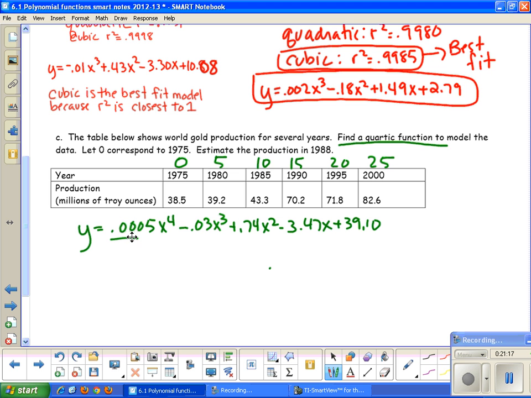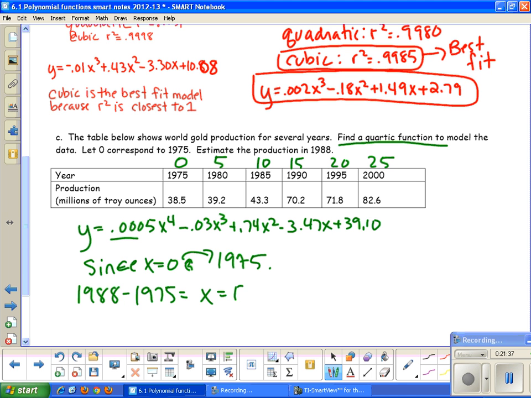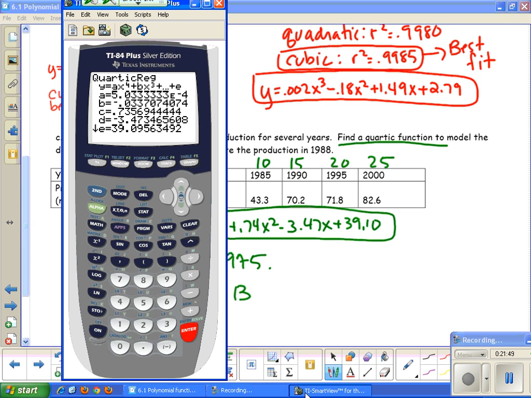And we want to estimate the production in 1988. So since x equals 0 corresponds to 1975, if I want to find 1988, I would do 1988 minus 1975, which gives me an x value of 13. So I can plug 13 into this equation here, which is going to give me some rounding error since I rounded it. That's why I plugged it into my y equals into my calculator.